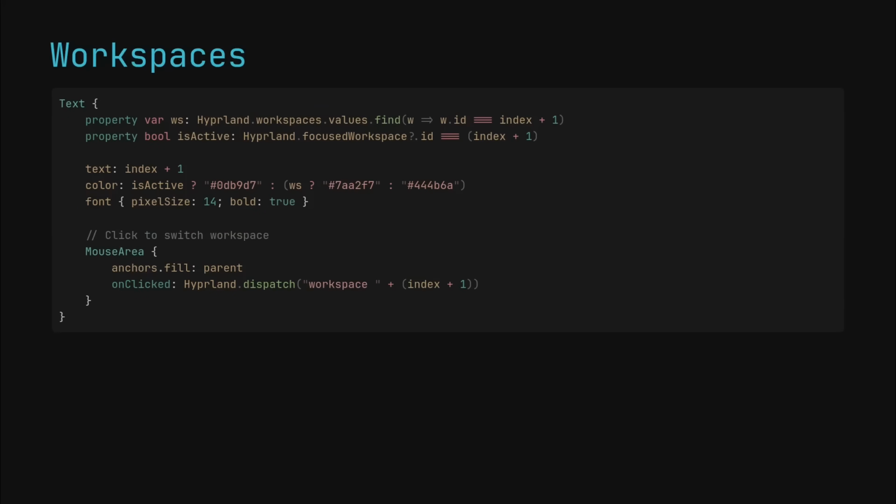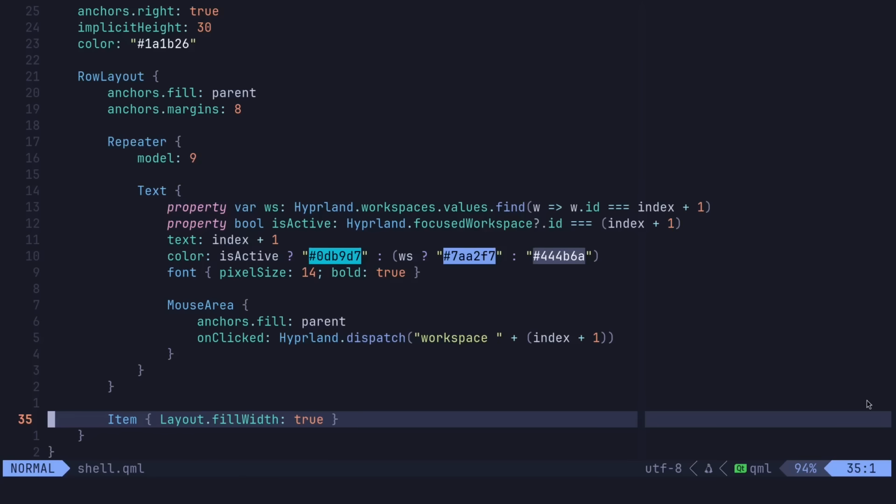So we also want to make sure that each workspace is clickable because that's pretty important for your bar. So we're going to use this MouseArea Quickshell object here, and we're going to leverage hyprland.dispatch, which will send a command to Hyprland. So clicking on 3 here, for example, will run workspace 3. And lastly, we'll add an item here just to act as a spacer that pushes everything to the left. And with that, we should be good to go.